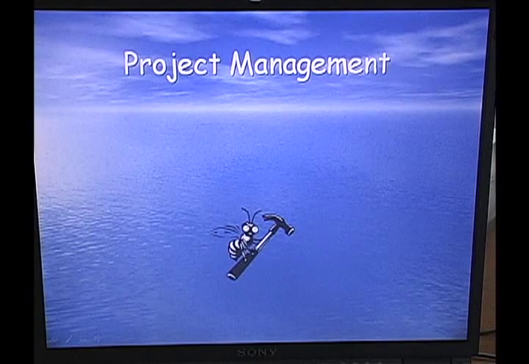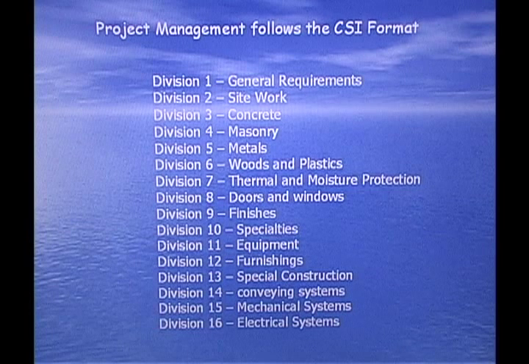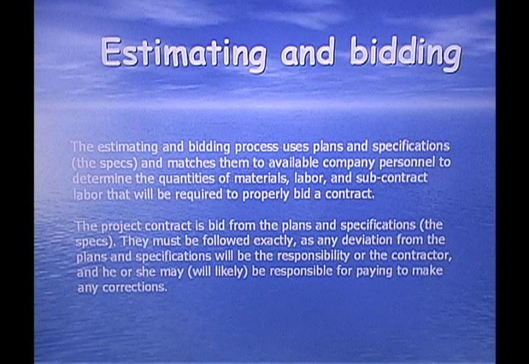Okay, this again follows the project management, follows the CSI format, goes through each section because that's the way you do a construction job according to those steps. Okay, estimating and bidding. The estimating and bidding process uses plans and specifications, the specs, and matches them to available company personnel to determine the quantities of materials, labor, and subcontract labor that will be required to properly bid a contract. The project contract is bid from the plans and specifications.